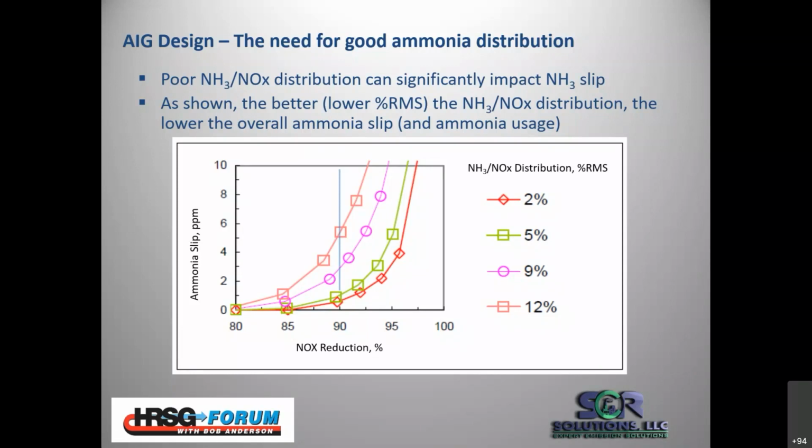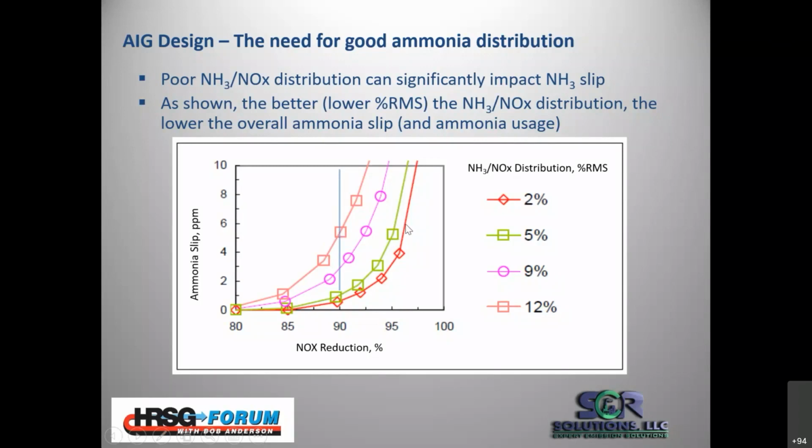And you can see there that if the distribution is really uniform, say it's 2%, for a 90% DNOx unit, your ammonia slip is going to be really low. It's going to be less than 1 part per million. For the same catalyst, and this is all relative, if the distribution is kind of lousy and it's 12%, then you can see that your ammonia slip is going to be up more like 5 ppm.